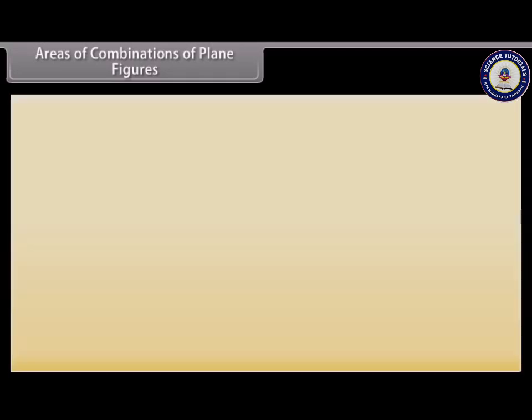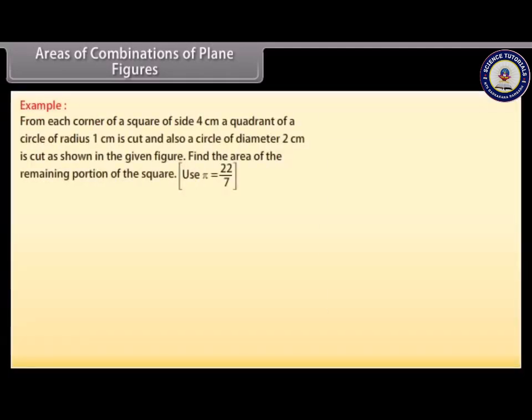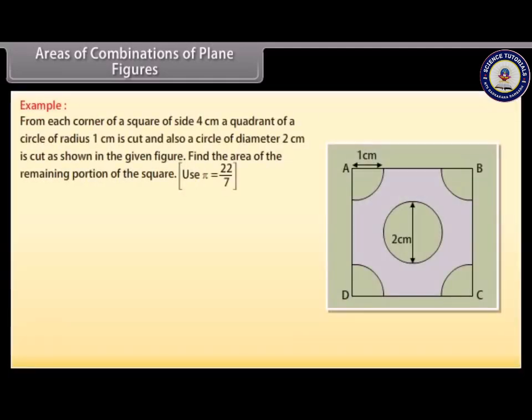Areas of combinations of plane figures. Example. From each corner of a square of side 4 cm, a quadrant of a circle of radius 1 cm is cut, and also a circle of diameter 2 cm is cut as shown in the given figure. Find the area of the remaining portion of the square.